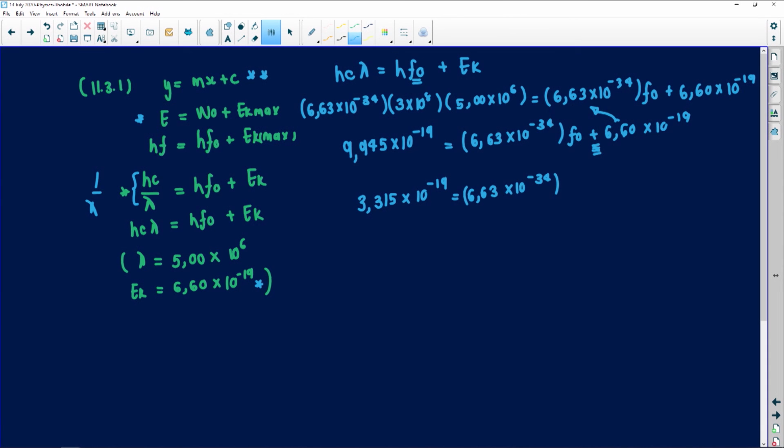But remember what I still have? I still have my threshold frequency. Now I want to make threshold frequency the subject of the formula. I'm going to have 3.315 multiplied by 10 to the negative 19 all over, you have to divide by what is next to my threshold frequency. In this case, it's 6.63 times 10 to the negative 34. If you put this in your calculator, I get exactly 5 times 10 to the 14 hertz.